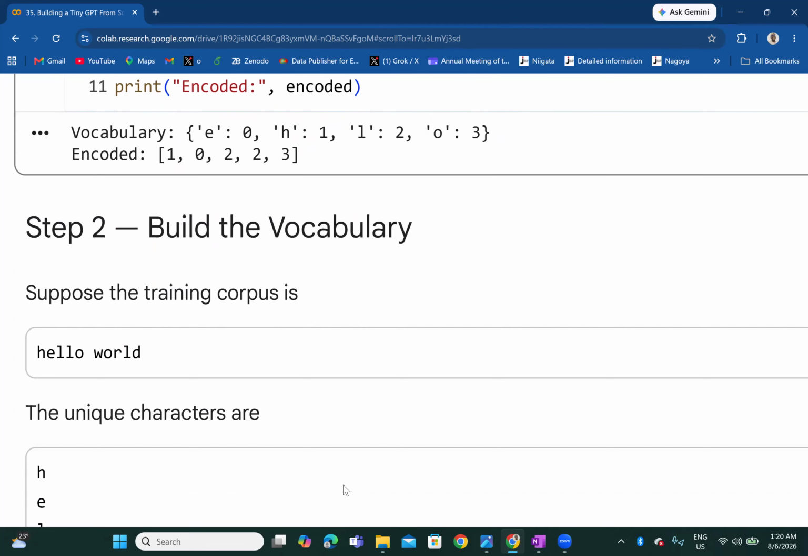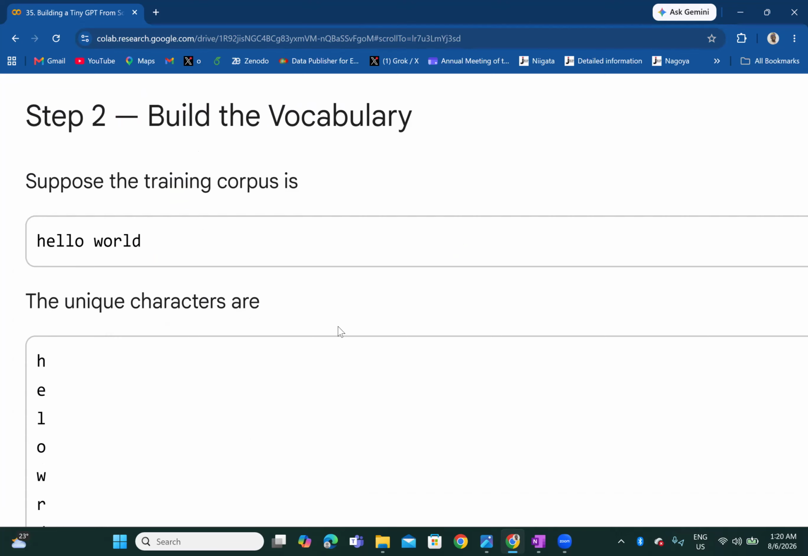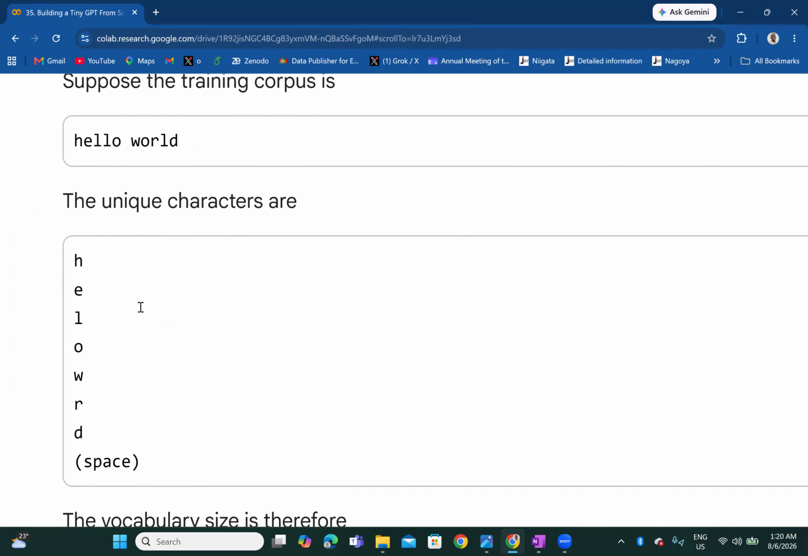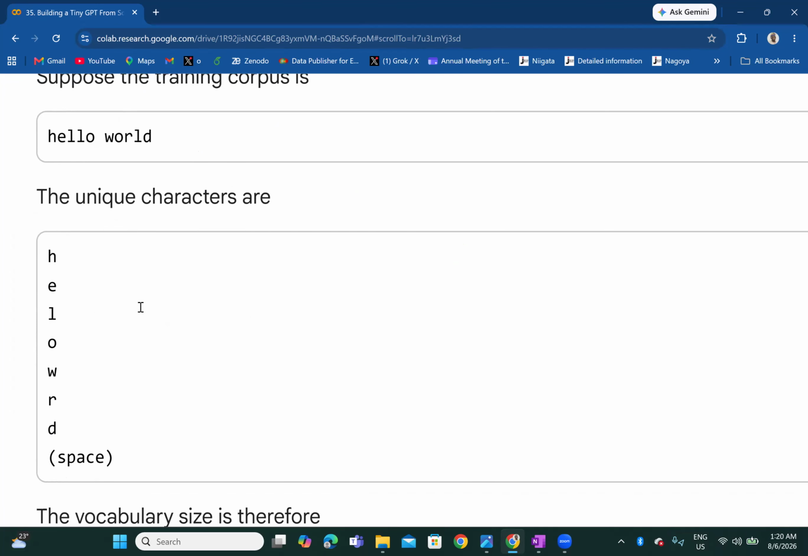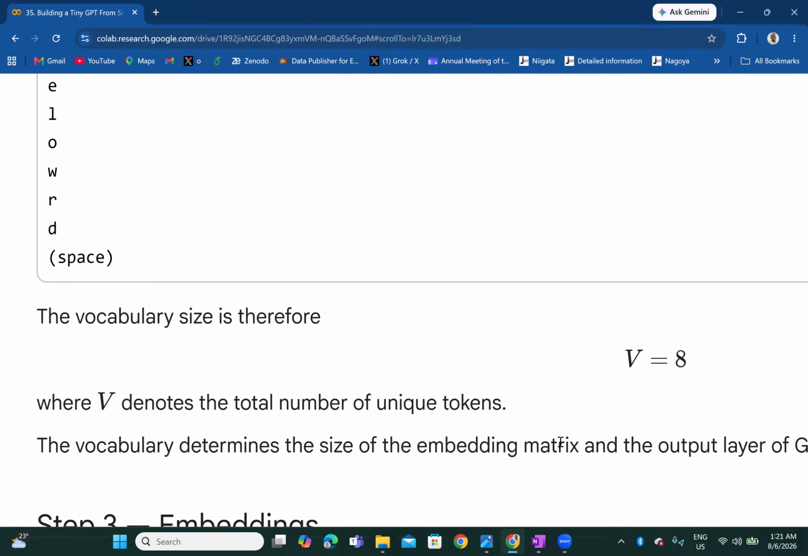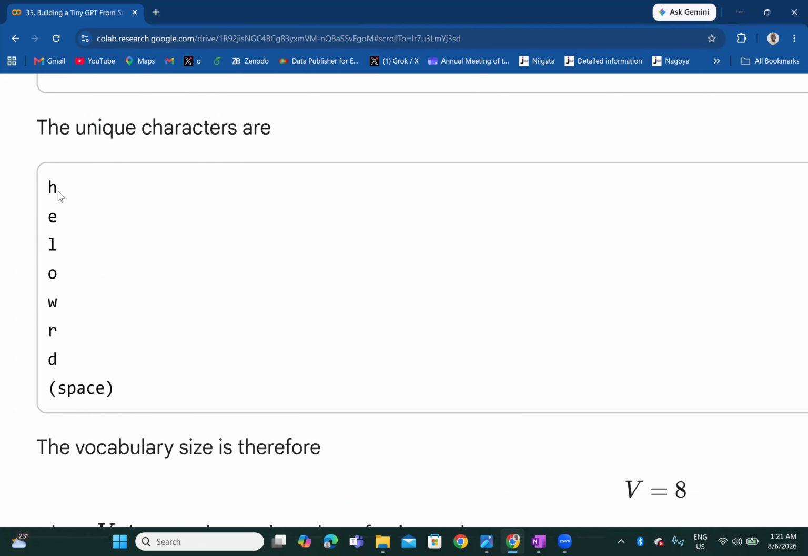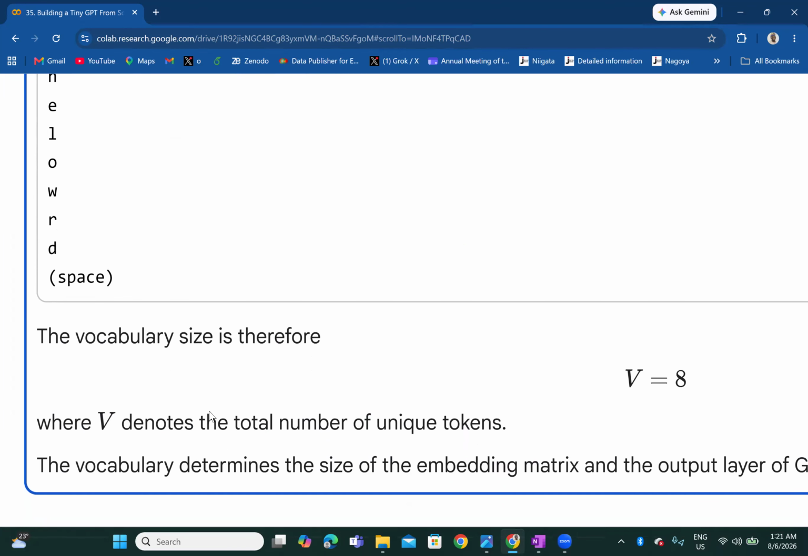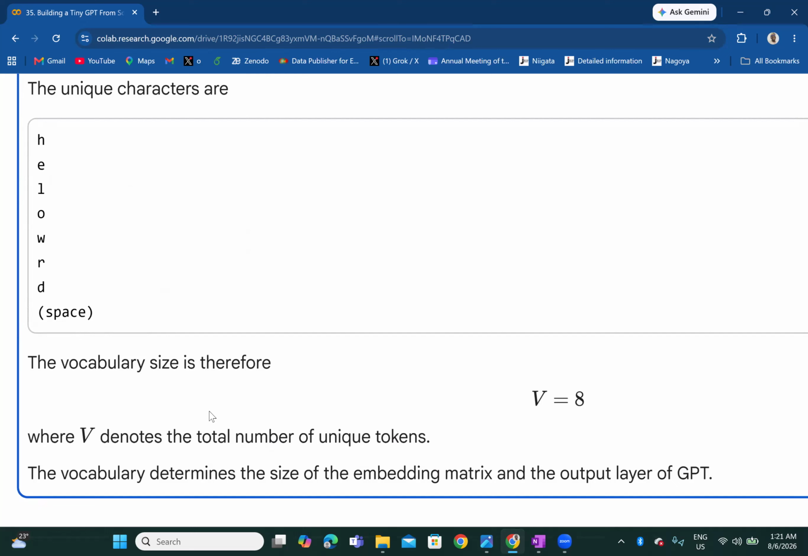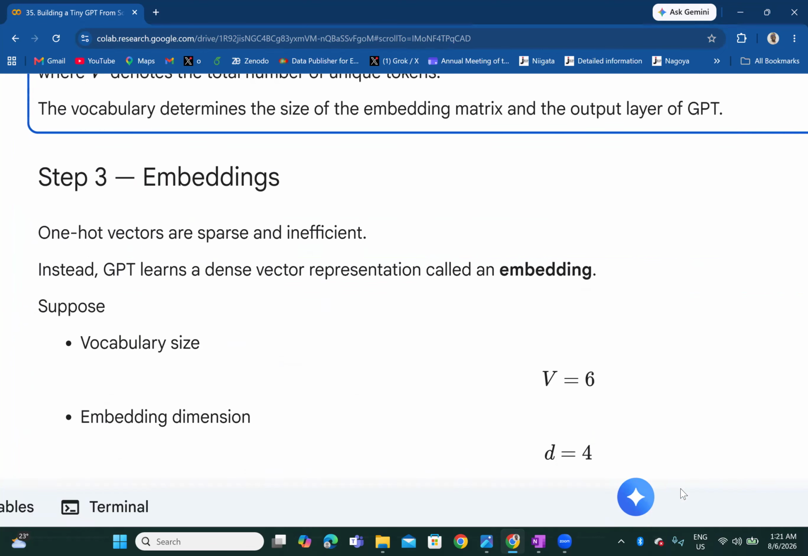Having done that, we can then build the vocabulary. Supposing the training corpus is "hello world," that is, you have trained the model on "hello world." The unique characters are H, E, L, O, W, R, D, avoiding repetitions, and then of course the space. So the vocabulary size is V equals 8, because you have 1, 2, 3, 4, 5, 6, 7 plus space. Those are the 8 unique characters in "hello world," where V denotes the total number of unique tokens. The vocabulary determines the size of the embedding matrix and the output layer of GPT. Those are the possible things that can be output.